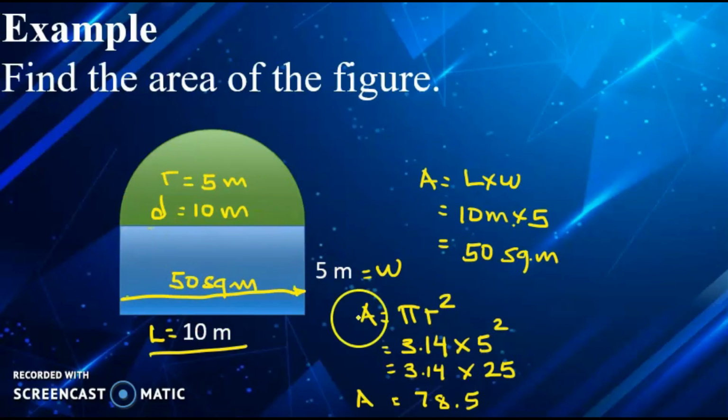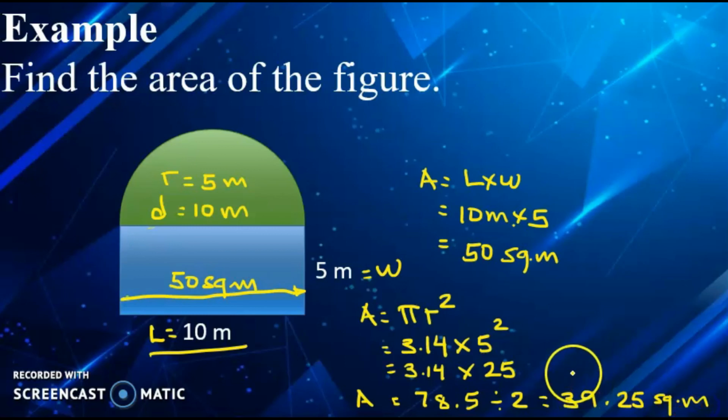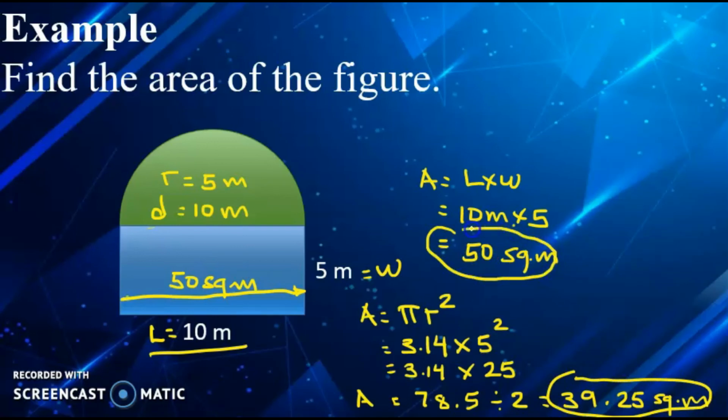So, since half lang yan, so divide natin, divided by 2. Okay? So, divided by 2 is equals to 39.25 square meter. Okay. So, ito yung area ng half circle. Ito naman yung area ng rectangle. So, anong gagawin natin para makuha natin yung kabuuan? Of course, we have to add.